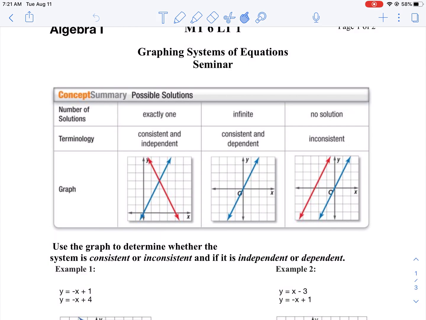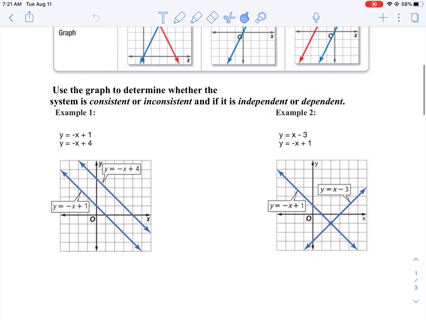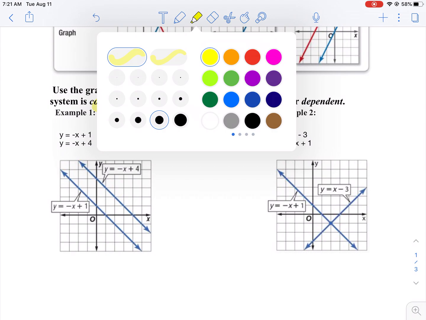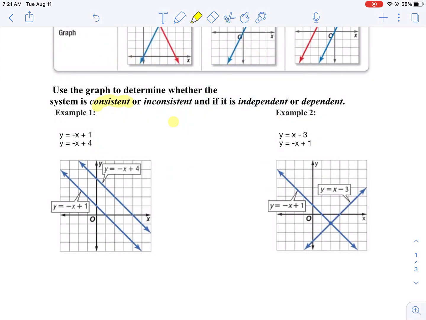Well, let's take a look here at a couple examples. I want you to classify this system as consistent or inconsistent, independent or dependent. Well, if we take a look here on the very first problem, notice these two lines are parallel, so they're inconsistent.